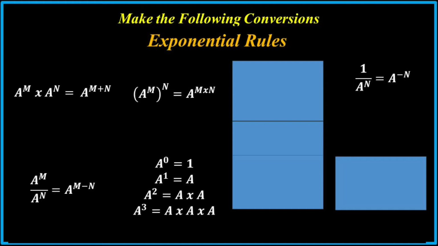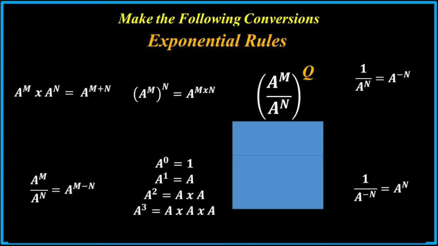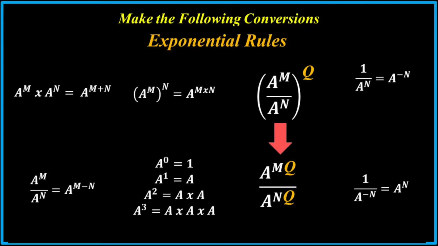Don't forget, when you take the reciprocal of a base, you take the additive inverse of the exponent. So 1 over a to the n is a to the negative n, and 1 over a to the negative n is a to the n. And when I raise an entire ratio to an exponent, I multiply the exponents of both the numerator and the denominator by that value. So it would be a to the mq over a to the nq. So remember that you have to distribute that q.